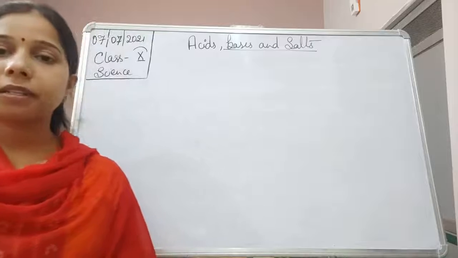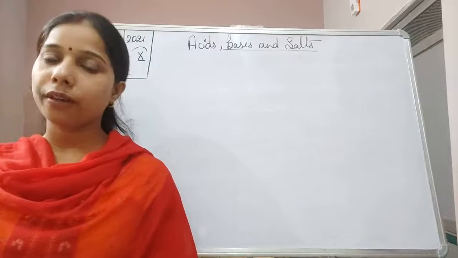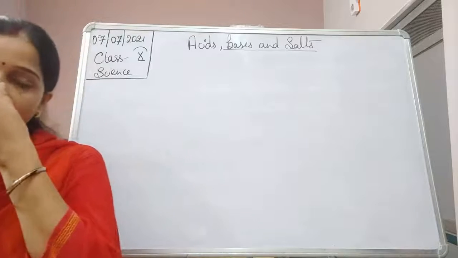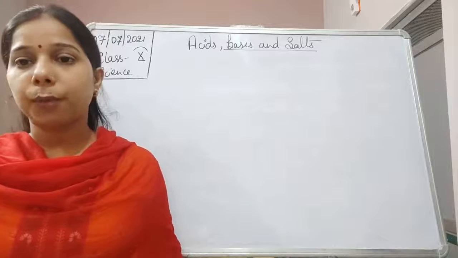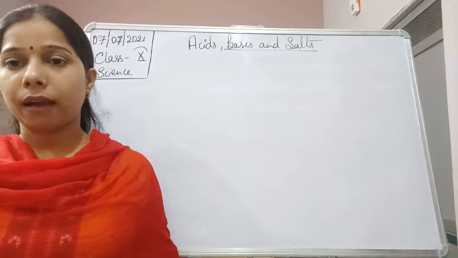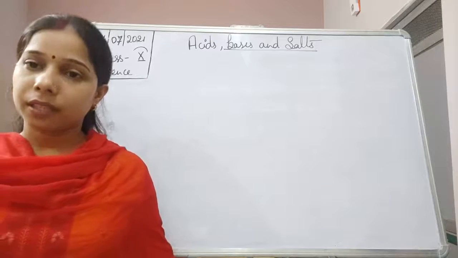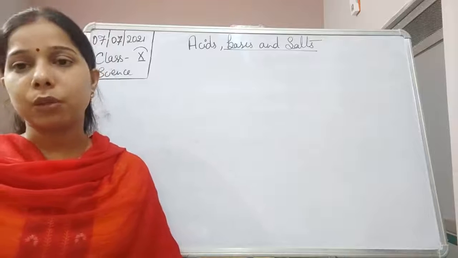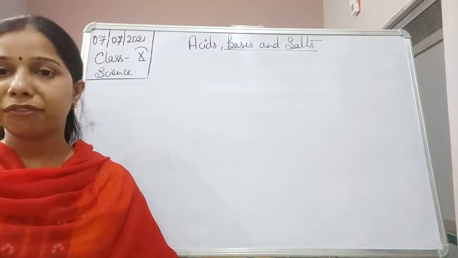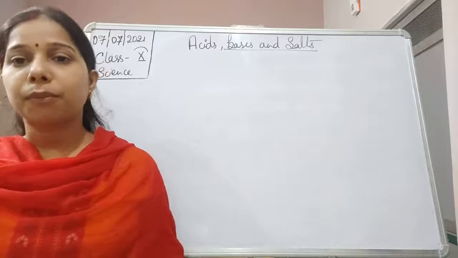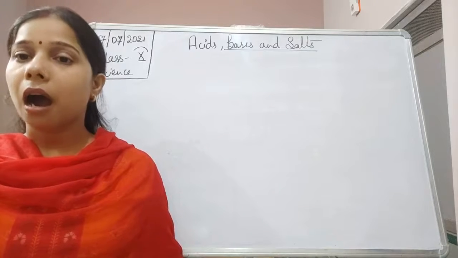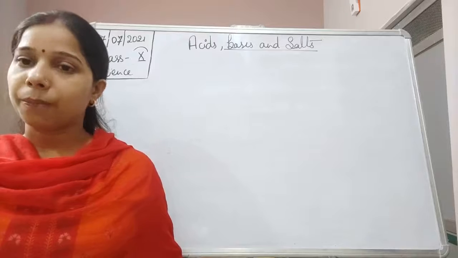So students, in the previous class in this chapter, acids, bases and salts, we were talking about the different compounds. We had already seen sodium hydrogen carbonate, its uses and properties, which is also called baking soda. We have seen the difference between baking soda and baking powder, and how we can form baking powder with the help of baking soda. We have seen the different properties and uses of baking soda, as well as how we can prepare it.